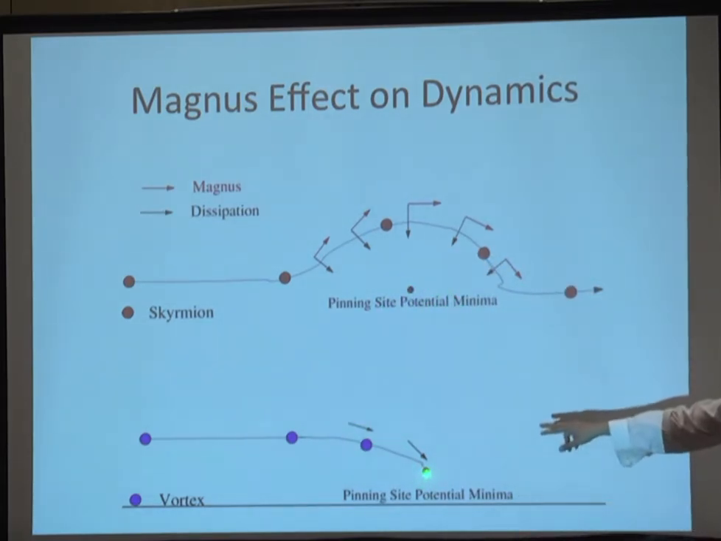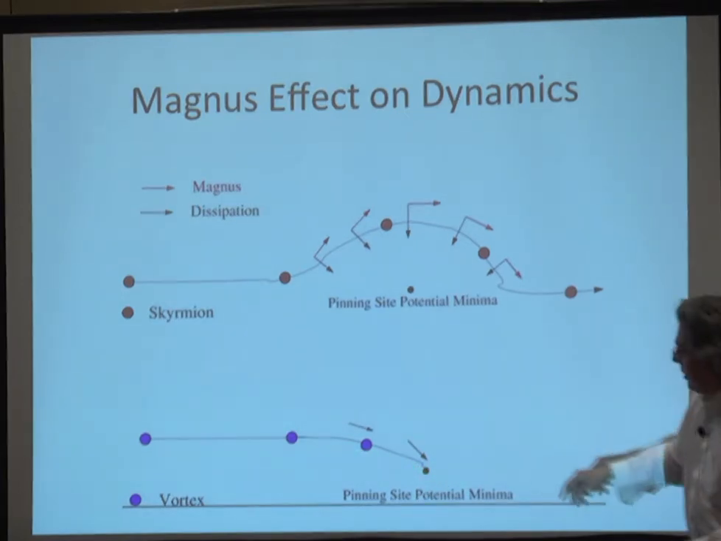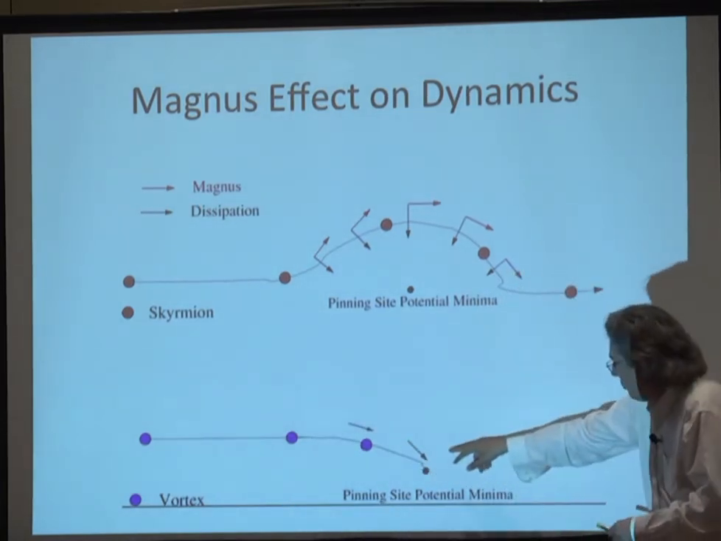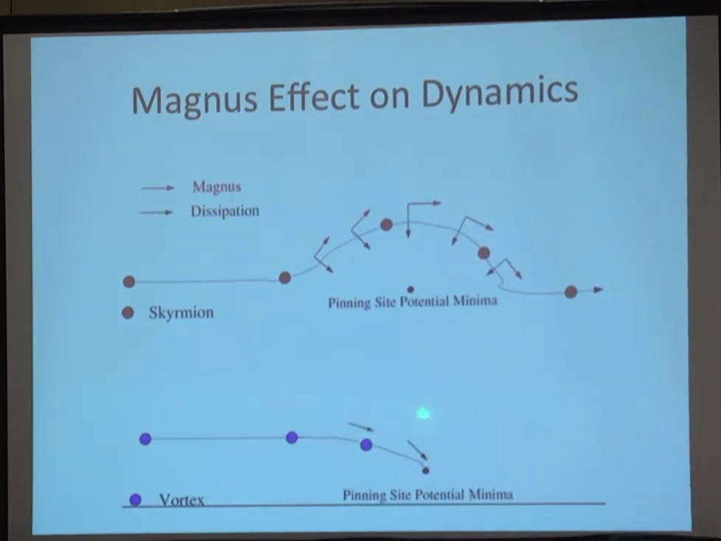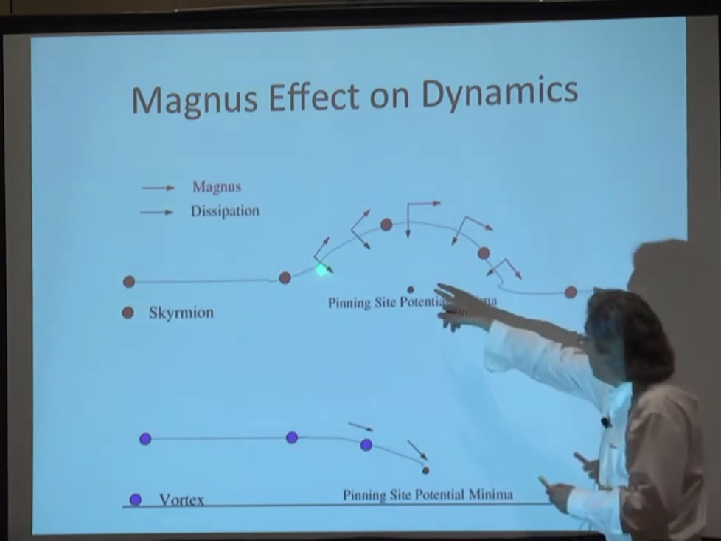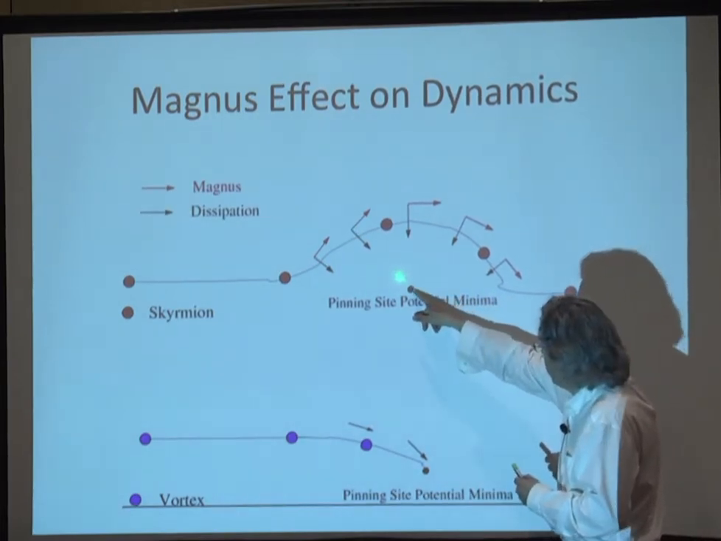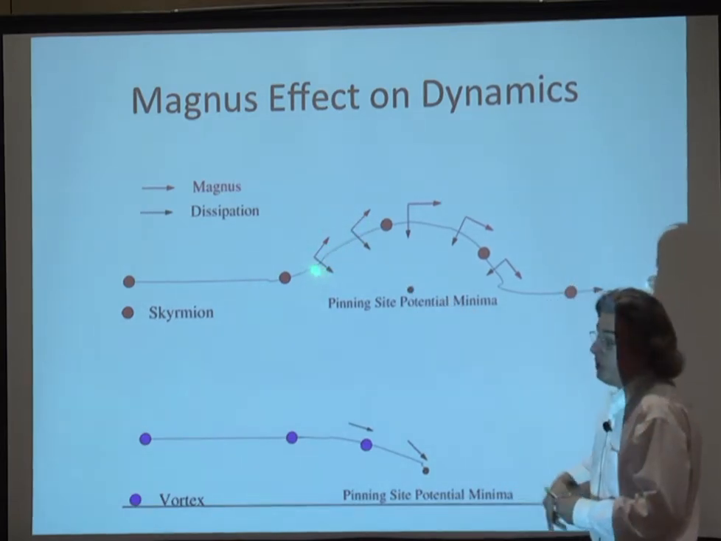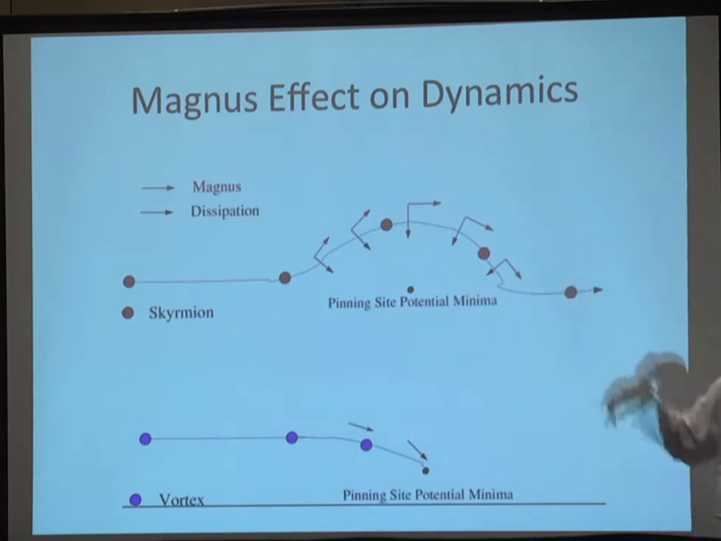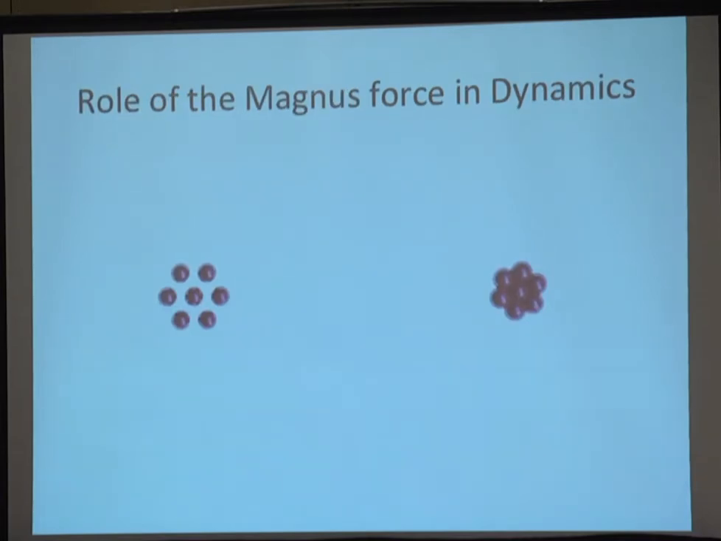Here's the pinning site minimum. Down here is the overdamped version of the system. Your particle comes along, it wants to move right to the lowest energy state because the velocity is aligned with the direction of the force. On the other hand, the Magnus term, remember we had a cross product in it, means that the force is pointing towards the potential minimum, but the Magnus term creates a velocity component that's perpendicular, so it has a tendency to spin around pinning sites.